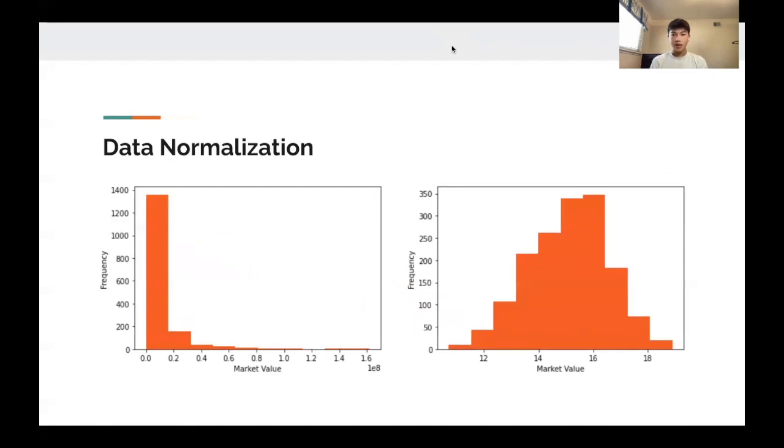A change I had to make going into modeling was to normalize the data. My initial market value was heavily skewed as most of the market values of the players were clumped towards the left, with only a few star players reaching over $100 million in market value. Running a logarithmic algorithm on all of these, I normalized the data, as you can see in the chart to the right.